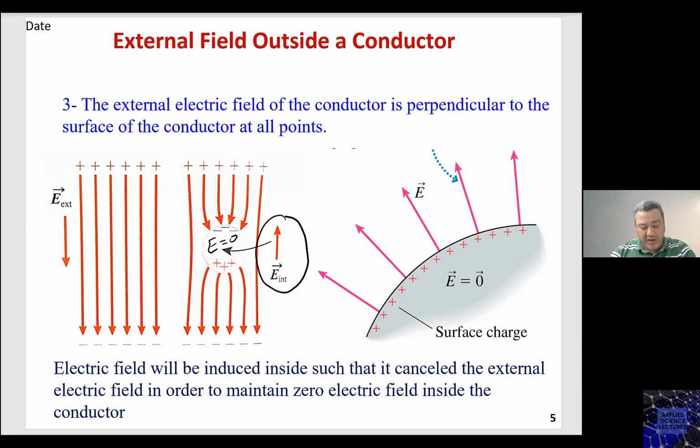This internal electric field opposes the external electric field due to the polarization that happened in this conductor, and as a result the electric field is zero inside this conductor. Always remember that electric field lines, they come perpendicular on the conductive surfaces.